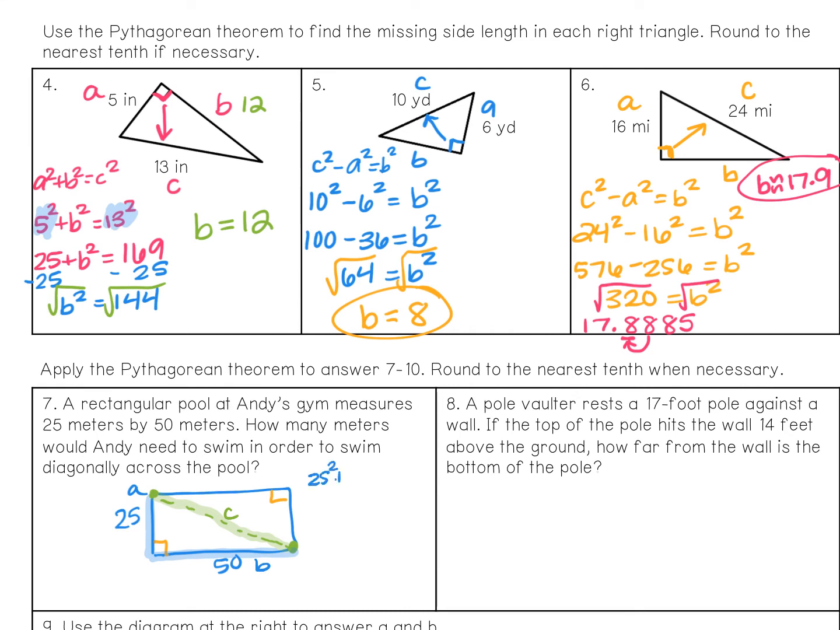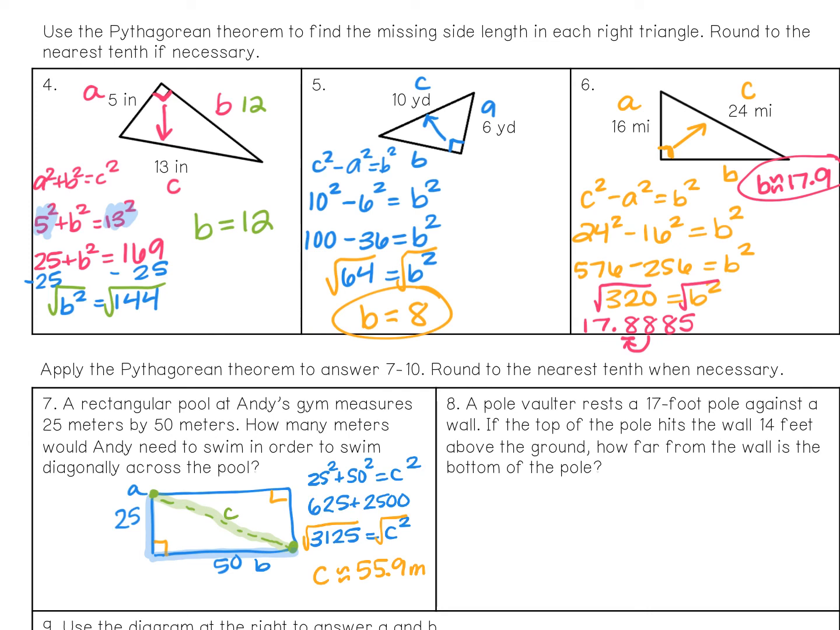So 25 squared plus 50 squared equals C squared. 25 squared is 625. 50 squared is 2,500. When I add them up, we get 3,125 equals C squared. To solve for C, I take the square root of both sides, and I get that C is approximately 55.9. So he would have to swim approximately 55.9 meters to swim diagonally across the pool.